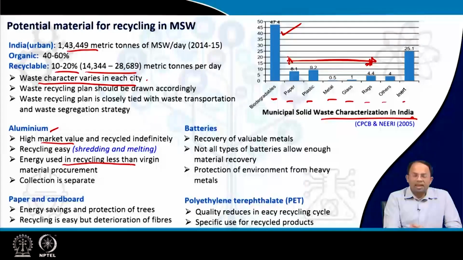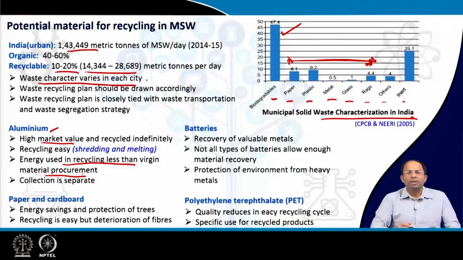Energy used in recycling is less than virgin material procurement. So we have to mine aluminium, process it, and then make it into an aluminium can. Instead, you gather material from the urban area, you melt it and again use it. So this costs less. So of course, this is a good proposition for recycling. The collection system for aluminium is separate from other waste. That means it has to be separately collected. Otherwise, when it gets mixed, it will introduce a lot of contaminants.